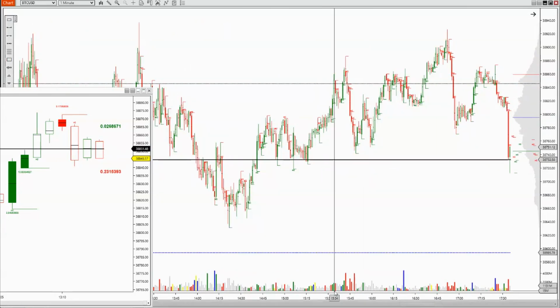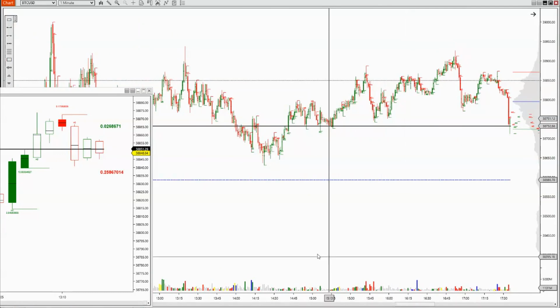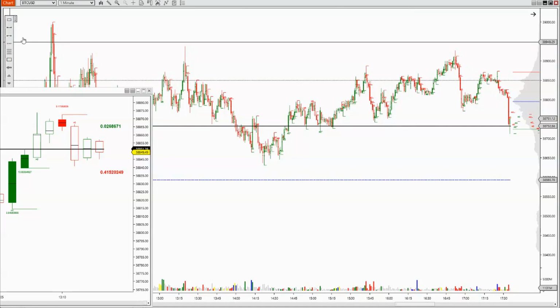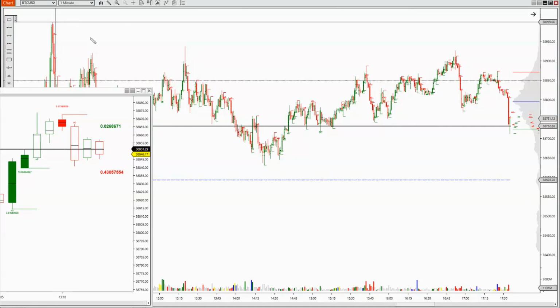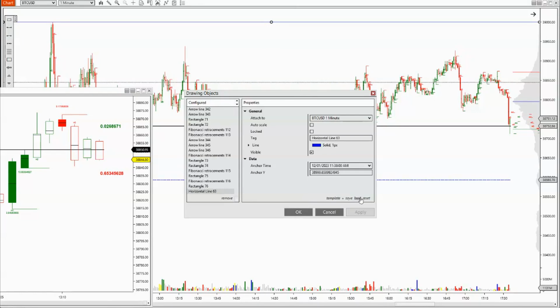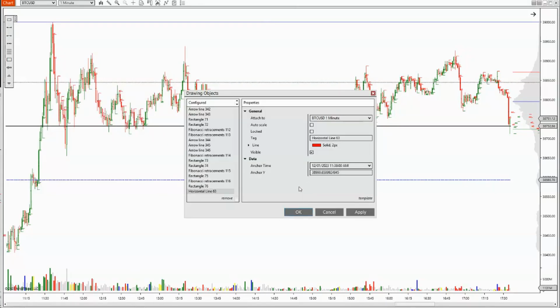I believe it was this pivot over here. I believe it was that pivot. All right, so yeah, I think it was this one here. So let's just put a horizontal line on that. I'm going to make it red so I know it's that one. I don't want to get it confused with the value line there.